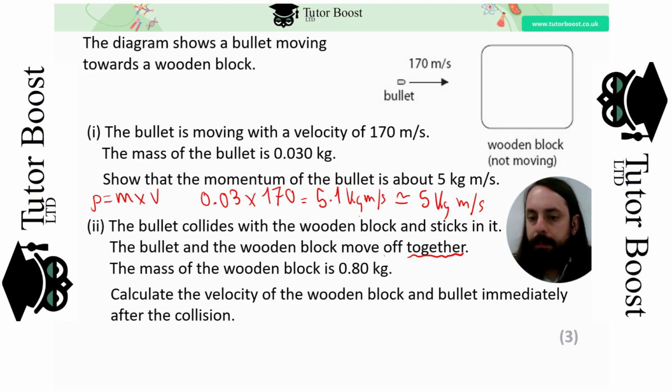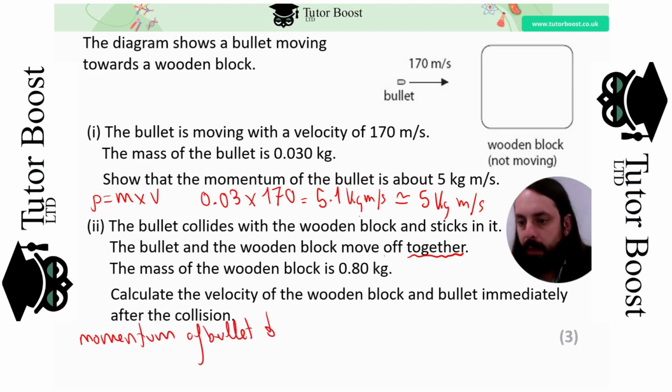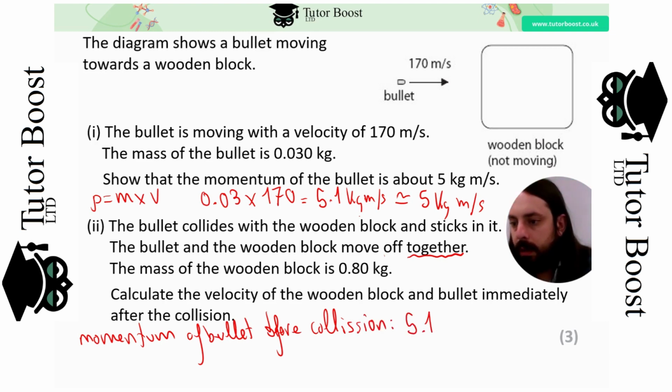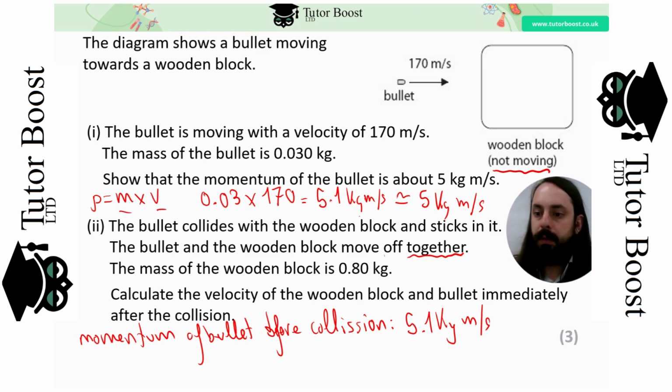So momentum of the bullet before collision. That's 5.1 kg meters per second. What is the momentum of the wooden block? Remember, guys, it's not moving. So if momentum is mass times velocity, and velocity is 0, what will be the momentum? 0 as well. So the momentum of the wooden block before the collision is 0.